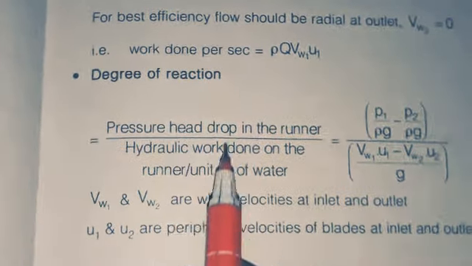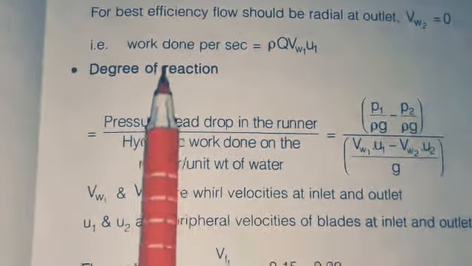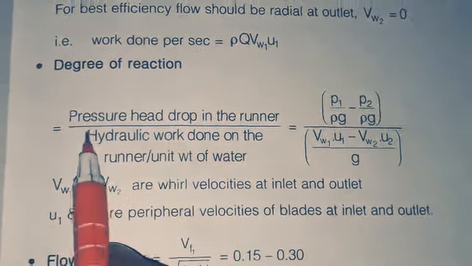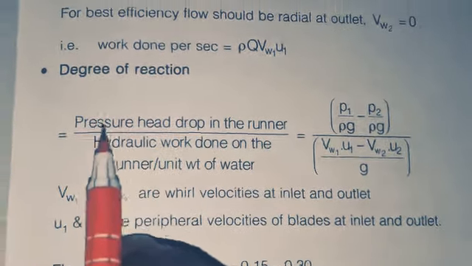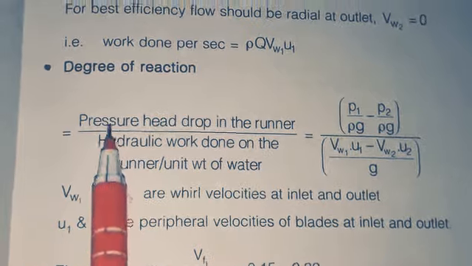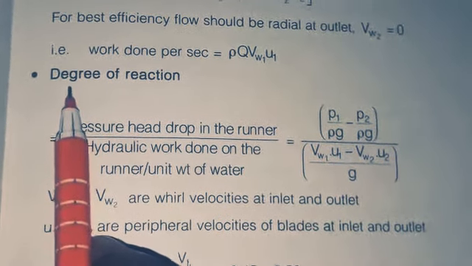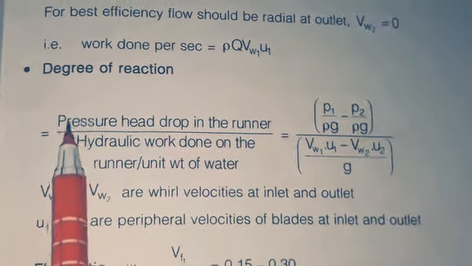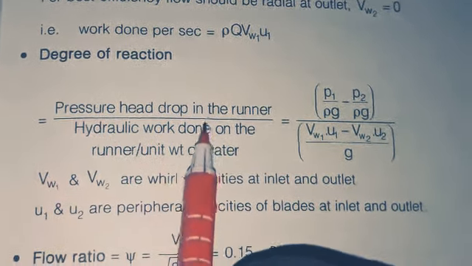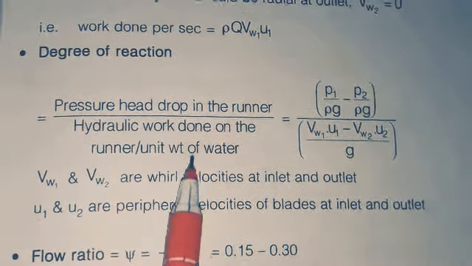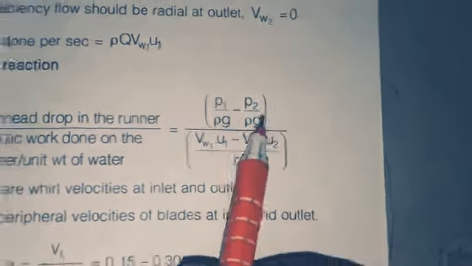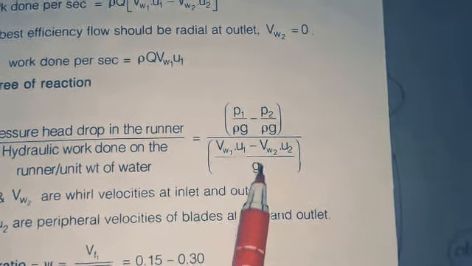I already discussed the degree of reaction. I told you, before the lockdown in the classroom, and already derived this derivation. The degree of reaction may be defined as the ratio of pressure energy change inside the runner over total energy change inside the runner. Pressure energy change inside the runner is this, and total energy change inside the runner is this.